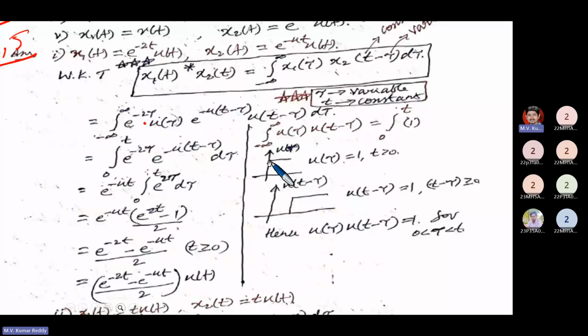What is the amplitude value? That is the height value 1. Here what is the height value? 1. So here 1 into 1 is 1. This value is greater than 0, and this value also greater than 0. So this infinity will be converted to 0 to infinity.